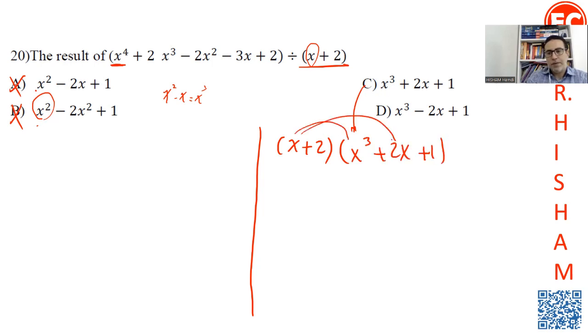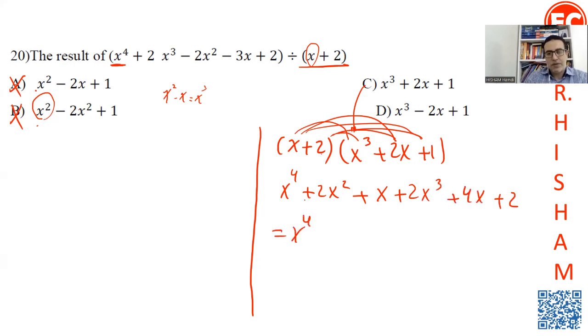And you start to multiply. So x by x power 3 is x power 4, plus 2x squared, plus x, then 2 by x power 3 is 2x power 3, plus 4x, plus 2, and then add the like terms. 2x squared, I don't have like terms here, 2x power 3, and 4x, and x, this is 5x. This is not the same answer. It's clear. Why? Because this 5x and this one is negative 3, so I'm sure that the answer is 2.